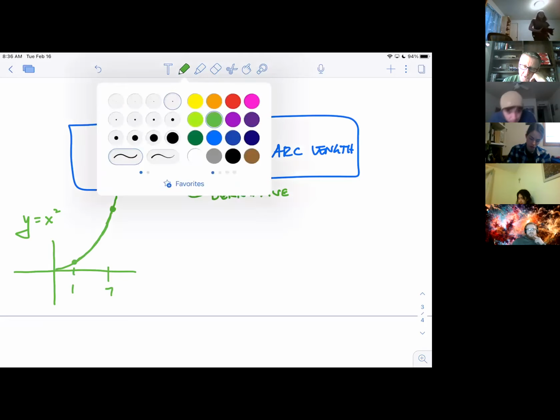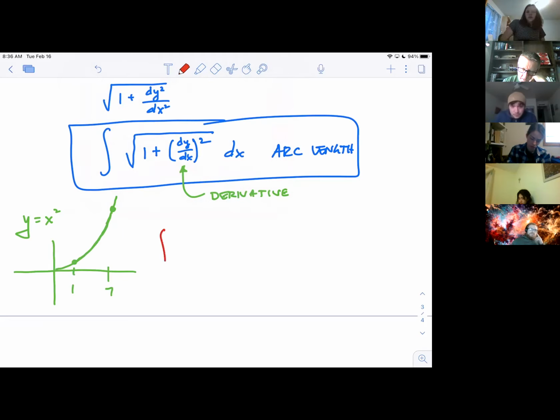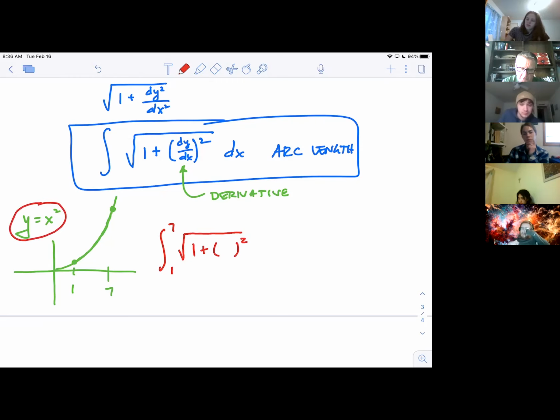Well, what do our directions tell us? We say, okay, well, if I go from 1 to 7, and I always take a square root because that's Pythagorean theorem, there's always a 1. And then what goes right there? There's always a squared. What goes inside that parenthesis? The derivative of your equation. Yeah, dy dx from last term. What's the derivative of x squared? The derivative of y with respect to x. What's the derivative of x squared? 2x. 2x. Done.